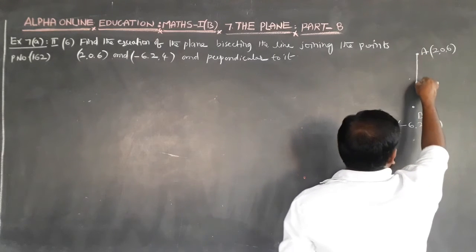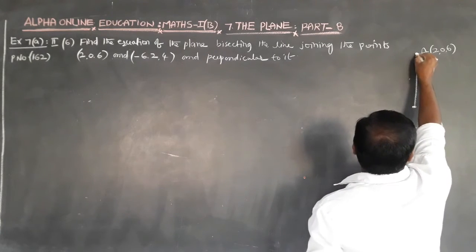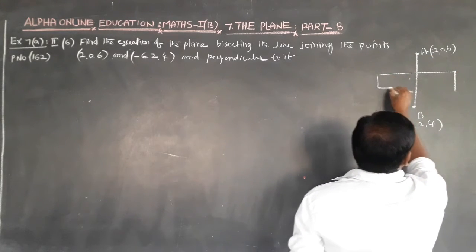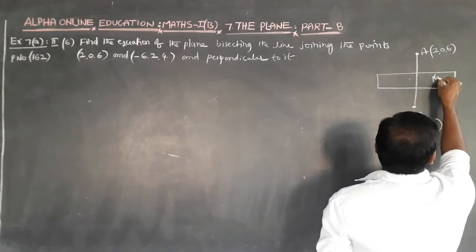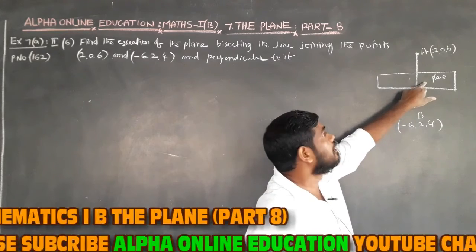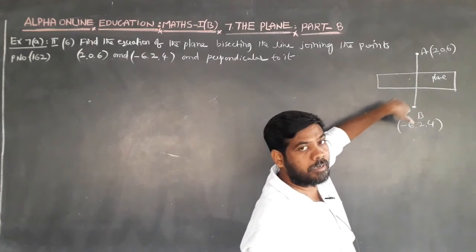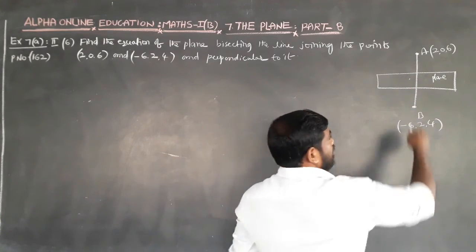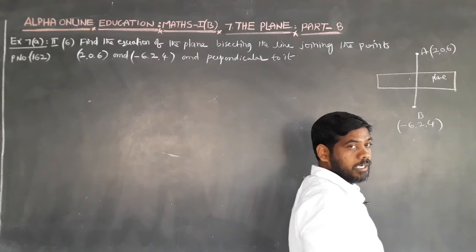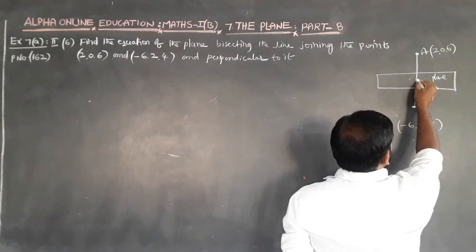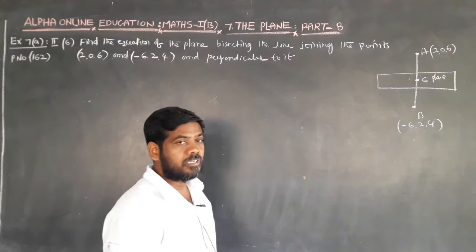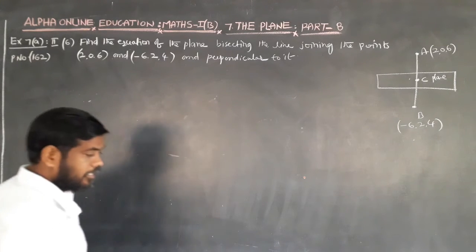Here this is the line joining the points A and B. Find the equation of the plane bisecting the line segment AB and perpendicular to the line. So here C is the midpoint of AB.